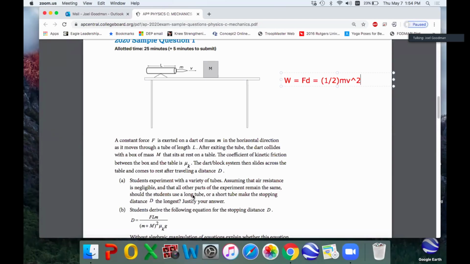Do they really want you to go derive an equation for how far the block goes? For part A? No. This could be very confusing. You could waste a whole lot of time trying to derive that formula and it won't matter because the friction, all of that stuff's constant. The only thing changing is how fast this dart's coming out of the tube. So all you have to say is, you want the dart to go faster? More distance gives you more work, so it'll have a higher kinetic energy. Does that make sense?